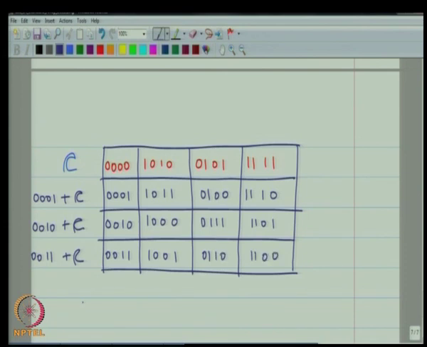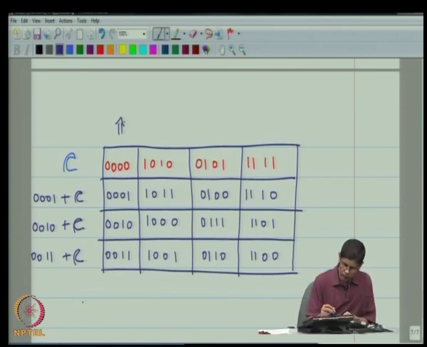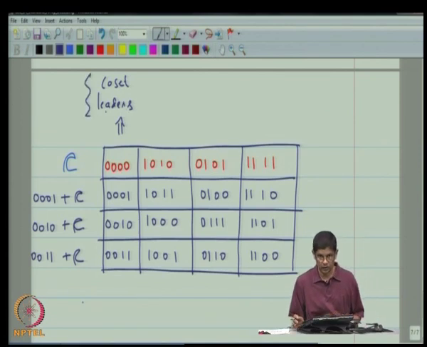Okay. So again the table is set up in such a way that you add the column header to the row header. Okay. So these are the row headers. Now, these vectors of least weight are actually called coset leaders. The vector of least Hamming weight in each column is called a coset leader. All right.